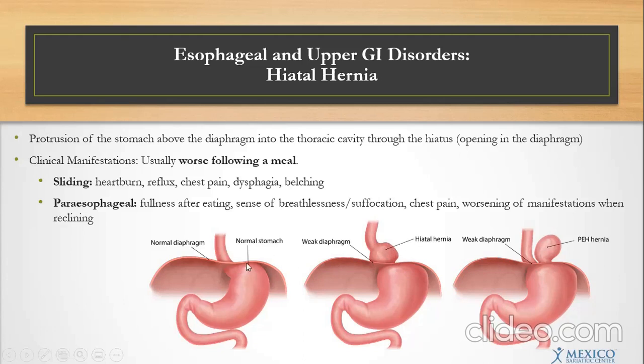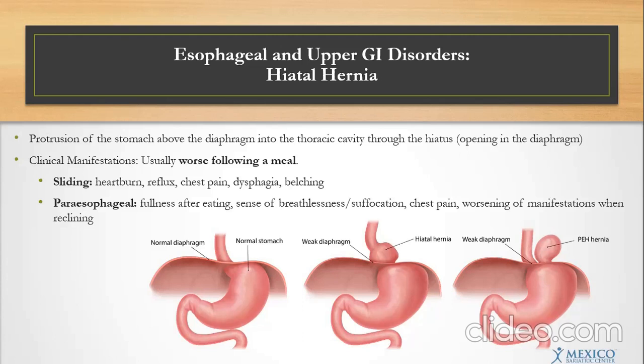However, if there is a weakness in the diaphragm, maybe your diaphragm's been overworked from respiratory disorders like COPD and asthma, or if you're obese, things like that can cause a weakening in that diaphragm muscle. So because of that weakening, now part of the stomach is able to push through that opening called the hiatus, hence the hiatal hernia.